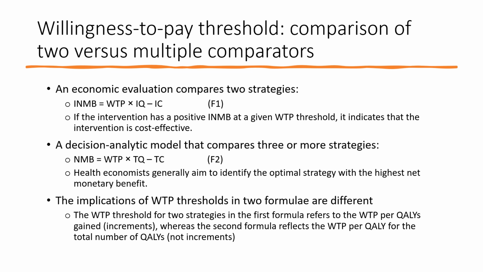For a decision analytic model that compares three or more strategies, health economists generally aim to identify the optimal strategy with the highest net monetary benefit using the second formula. The implications of willingness to pay thresholds in two formulae are different. The willingness to pay threshold for two strategies in the first formula refers to the willingness to pay per QALY gained, whereas the second formula reflects the willingness to pay per QALY for the total number of QALYs.